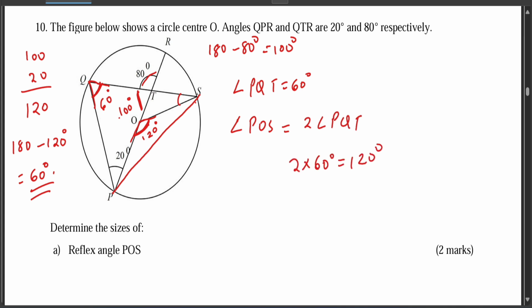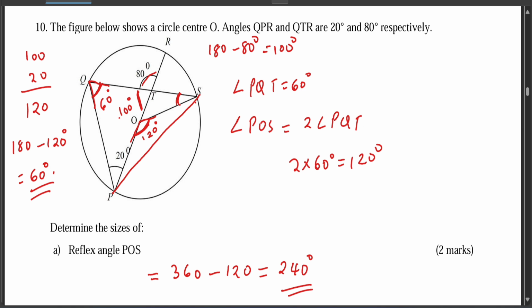Now that's POS. Now the reflex angle POS is 360 minus the angle POS 120, which should give you 240 degrees. Okay, now let's search for the OSQ, the last angle, which is here. And that's very easy to find. It's not that hard.